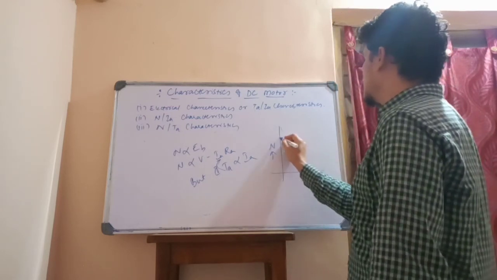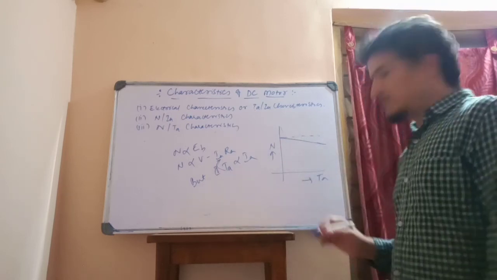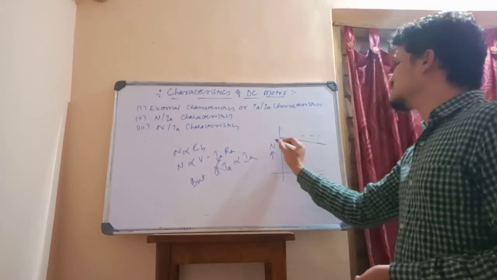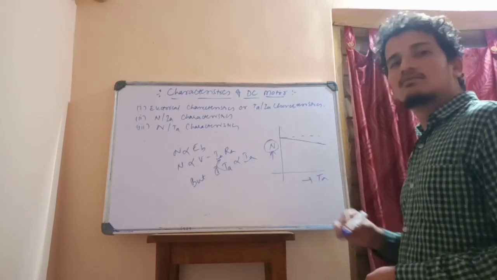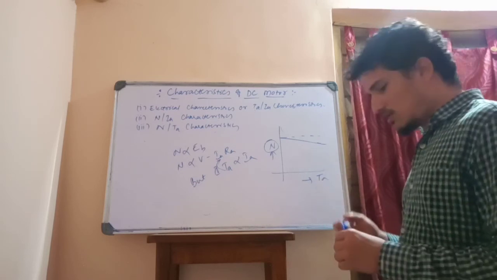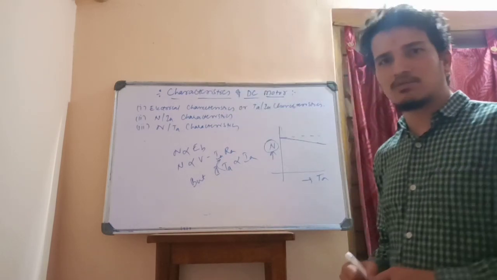It is also like this. If there is any change in the torque, there is only a small change in the speed, not much change in the speed. So this is all about the characteristics of the shunt DC motor and its applications.